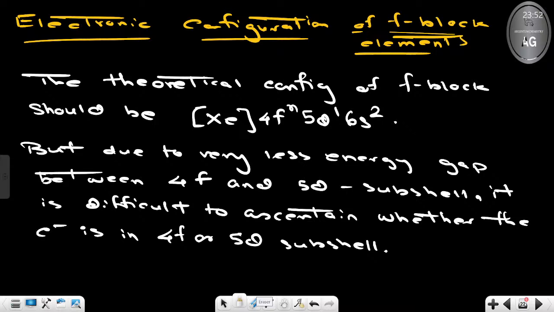So what have we got theoretically? Theoretically, we have found that the configuration will be [Xe] 4f^n 5d^1 6s^2. This is theoretical. But if we see practically, then this will not be the same. It will vary. Why? Because the 4f orbitals and the 5d orbitals have almost similar energy. The energy gap is very small. So if the energy gap between 4f and 5d is very small, which orbital the electron goes into, that I cannot identify easily. So there is an anomaly over there.